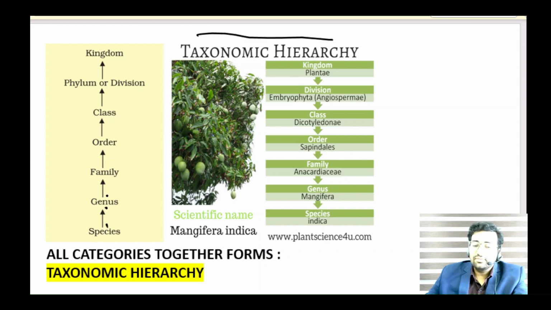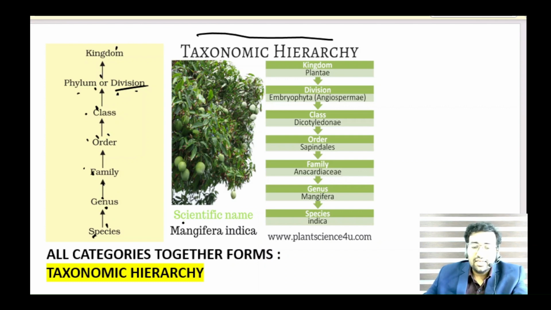You study species, genus, then family, order, class. Species and genus are present in the scientific name. Then phylum, and phylum in plants we call division. So phylum or division, and kingdom.